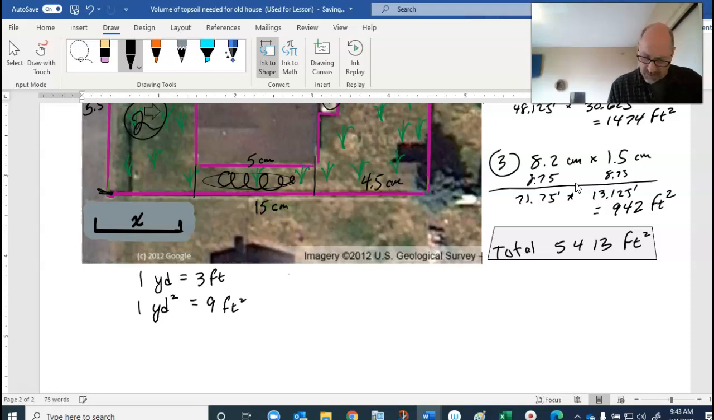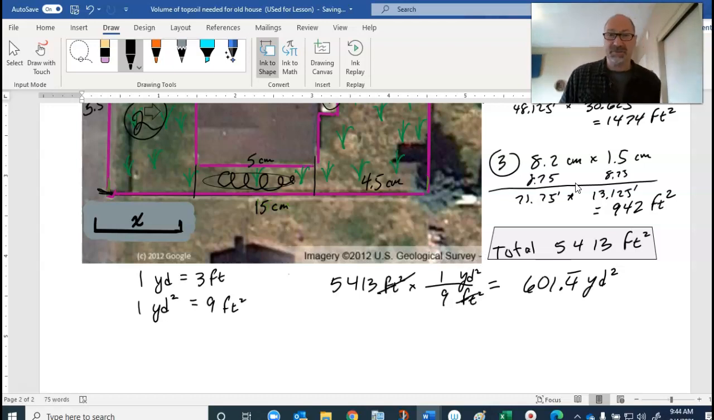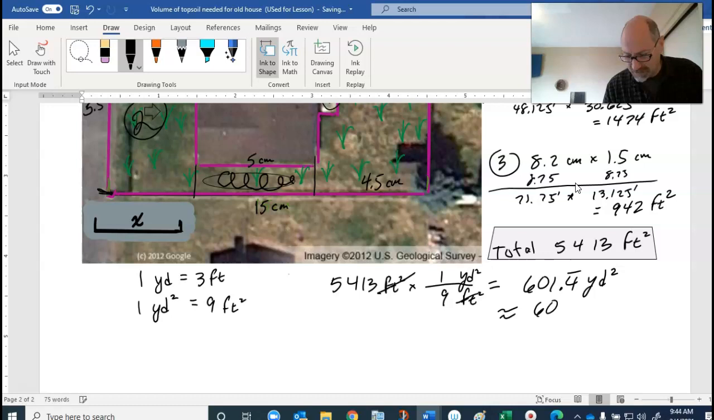So I have to take the 5,413 square feet and multiply it by a unit ratio that will get rid of square feet and give us square yards. So basically I'm dividing by 9, right? So we'll take that 5,413, divide by 9, and now that gives me 601.4 repeating square yards. And now I'm set up to find the volume. Now this again is area. I have to multiply by the depth to get the volume. So what do I do to calculate that? And by the way, if you just wrote 600, that's probably more reasonable, just to round that off.